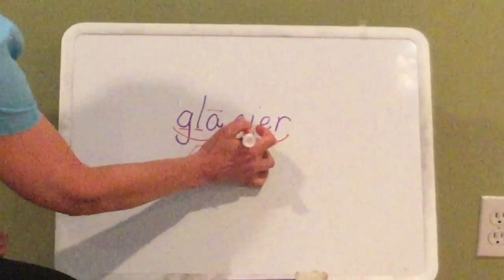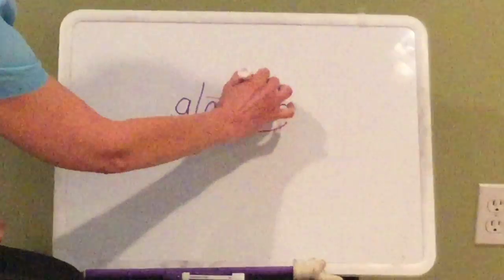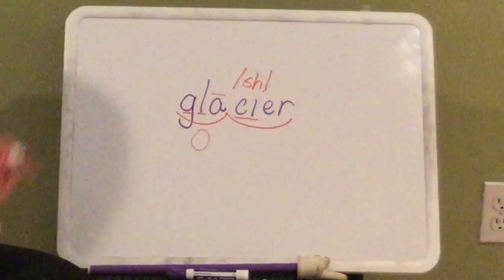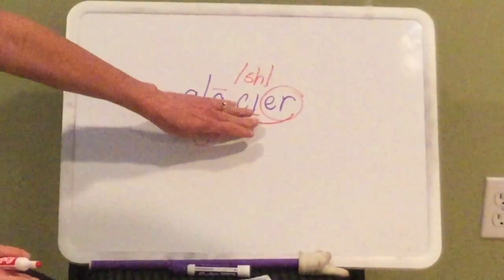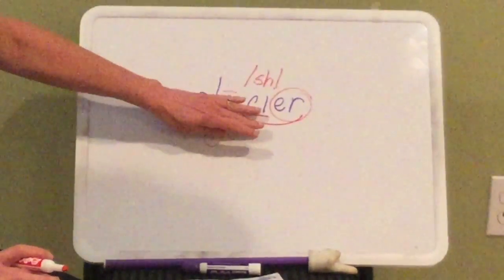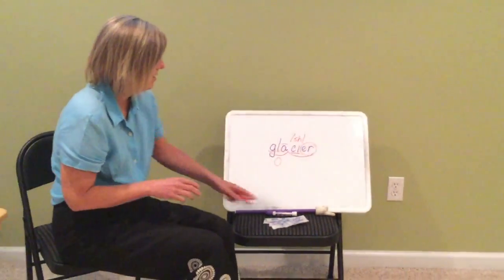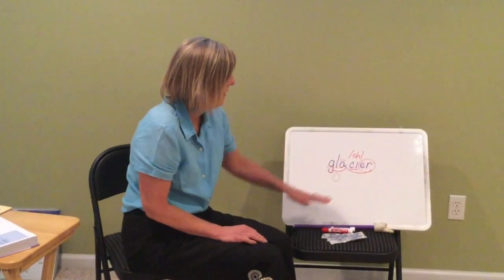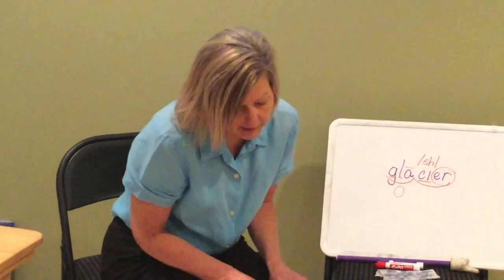Okay, we see our CI here, so we're going to underline that. That makes the sh sound. So we're going to put the SH above that. We're going to circle our suffix ER. Remember, the CI is connecting the suffix together, so it makes the sher sound together. So between the suffix and the CI that kind of connects together, blends together to make that one sound. Okay, our next word is patient.